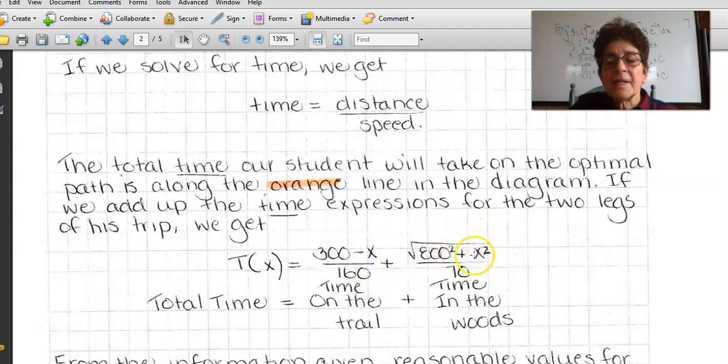Here is the time he's spending running through the woods. This is the distance along the hypotenuse of that right triangle, and he can run only at 70 meters per minute in the woods. So this term is an expression for the time he's spending running through the woods. His total time to get to the tree is time on the trail plus time in the woods.